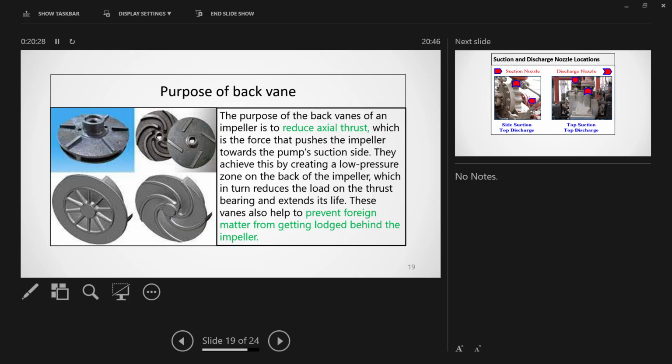If you see the impeller backside, there are some radial ribs. This is also an impeller blade. These blades are there for this purpose: when the pump is running, from the discharge side, the outlet side of the impeller, the fluid pressure will be high and it will try to come inward. But due to this vane, it will not allow the discharge fluid to come inward.